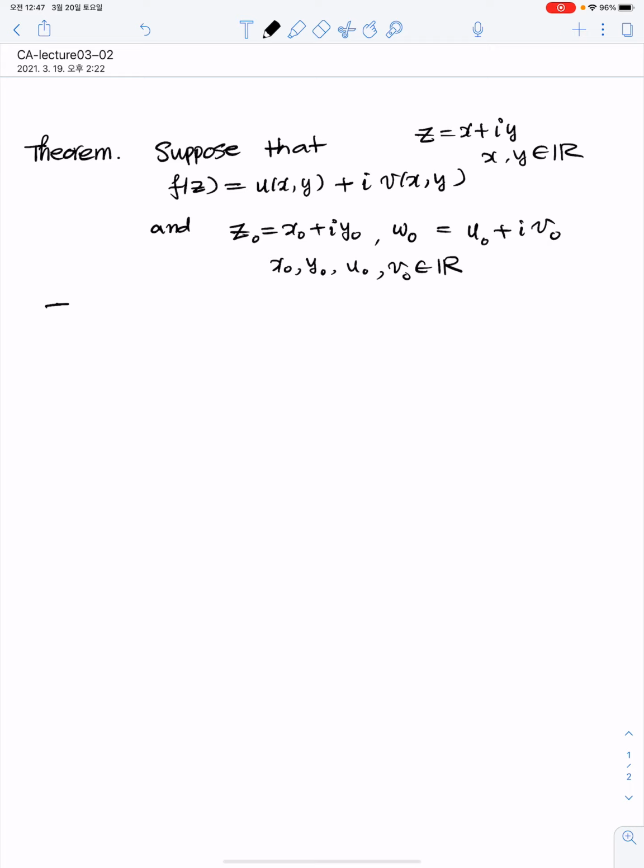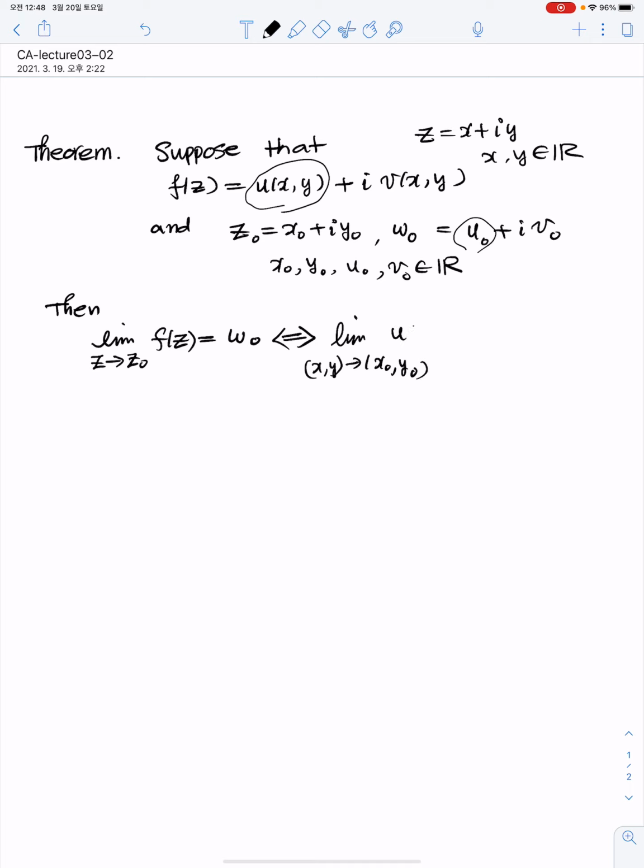Okay, then what you can show is this: the limit as z converges to z0 of f(z) equals w0 if and only if the limit as (x, y) converges to (x0, y0) of u(x, y) equals u0, and the limit as (x, y) approaches (x0, y0) of v(x, y) converges to v0. So that's what we need to prove.